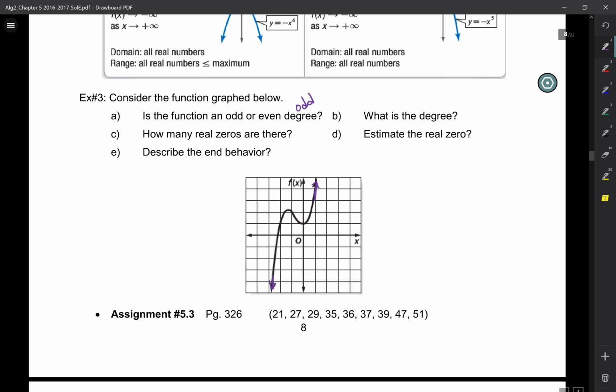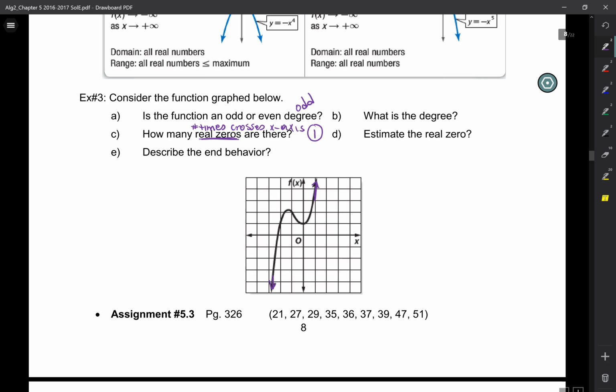Okay. How many real zeros are there? This is the number of times it crosses the what? There you go. What other words do we have for zeros? Solutions, roots, and x-intercepts, right? Okay, so how many real zeros are there? One, because it only crosses the x-axis one time.